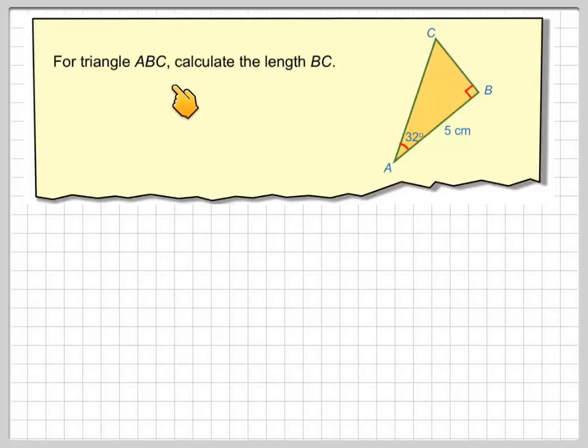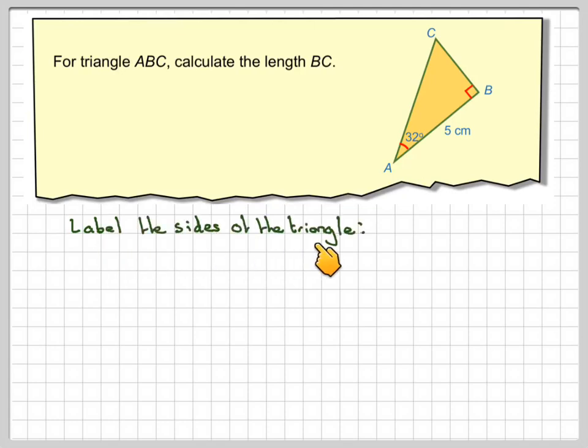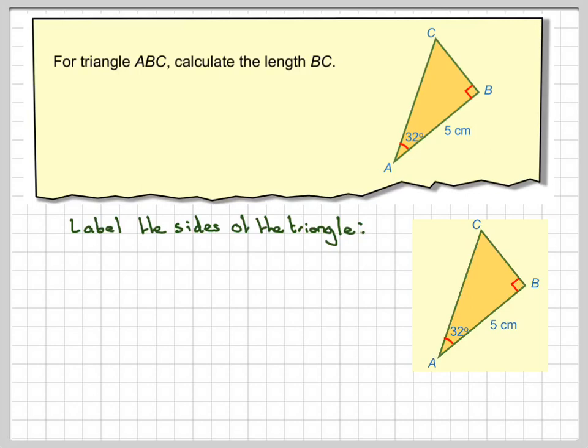For the triangle ABC, calculate the length BC. So we've got a triangle ABC, and we're being asked to calculate this length here. Now to do this, we're going to use trigonometry. So first thing we will need to do is to label the sides of the triangle. So on our diagram, we'll label the sides.